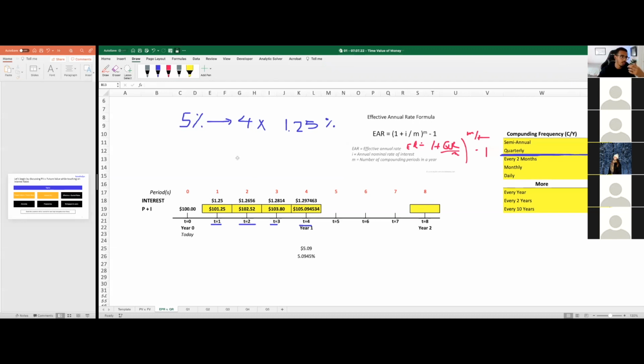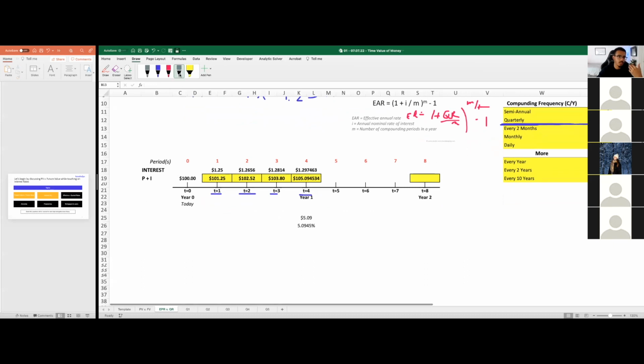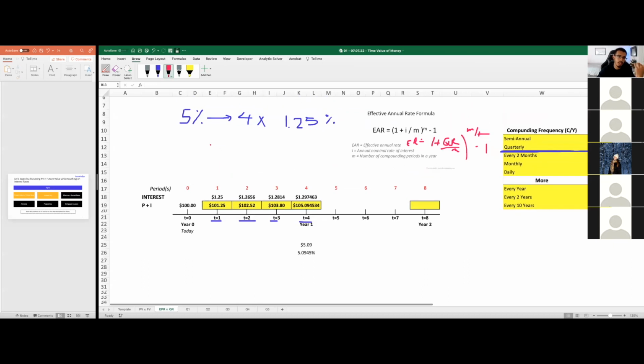Now, if you were to use a formula, what you're really doing is as follows. You're taking the quoted rate, which is always the percentage that they're going to give you. In this case, it was 5%. And then you're dividing it. We took 5% and divided it by the number of payments, or the number of compounding periods within the year, and that gave us 1.25.